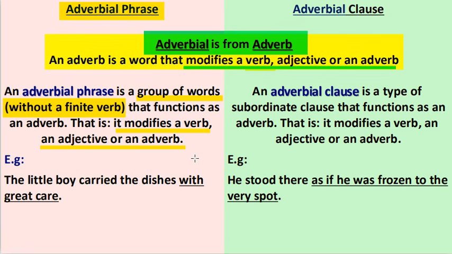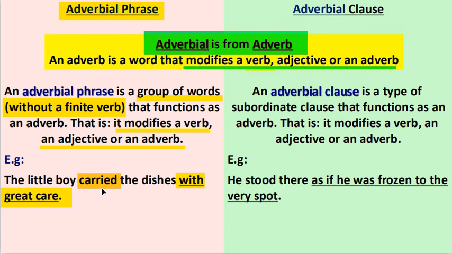When we say that it modifies a verb, we mean that it describes the verb. Let's see the example below. The little boy carried the dishes with great care. With great care is underlined because it is an adverbial phrase. With great care is an adverbial phrase because it describes the verb carried. It tells us how the verb carried is done, is performed. It tells us how the little boy performed the action of carry in the sentence.